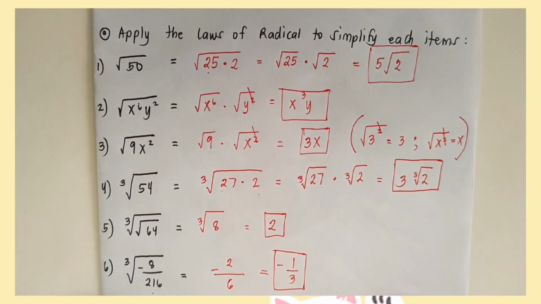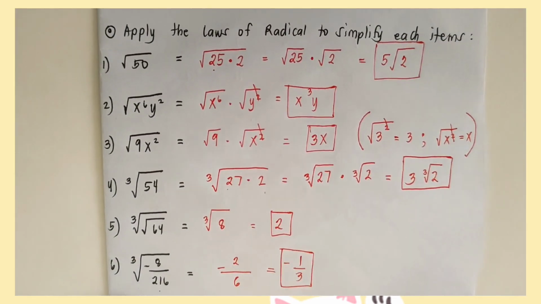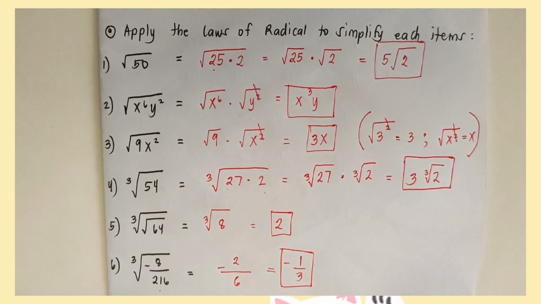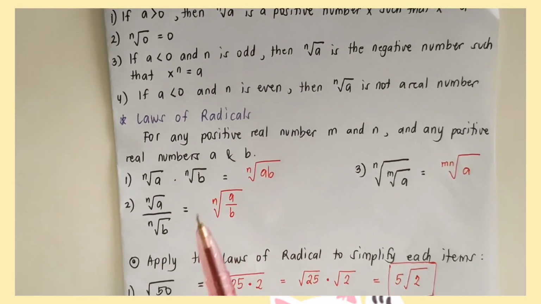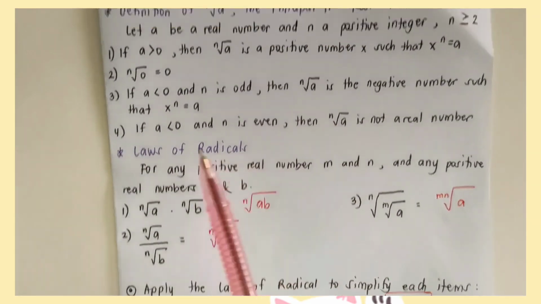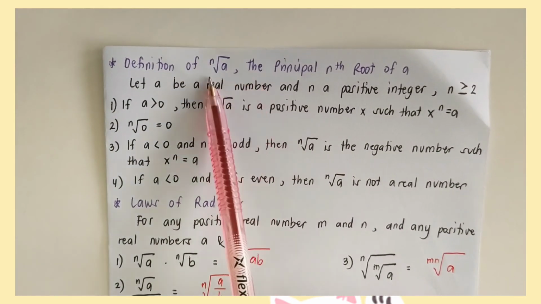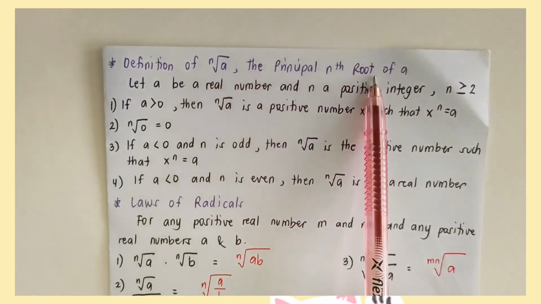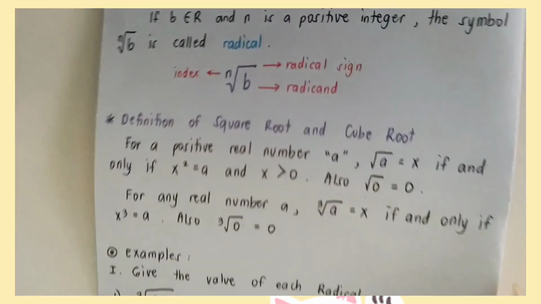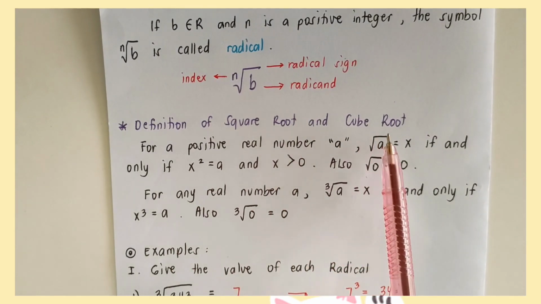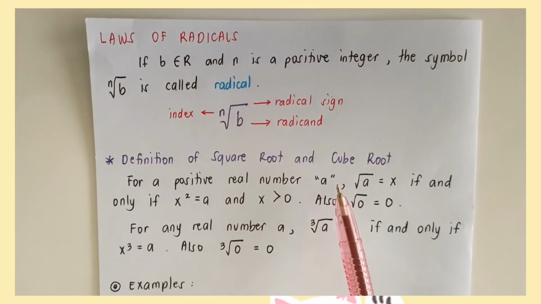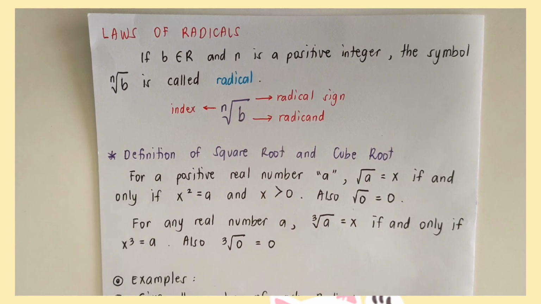Okay, that is how to apply the laws of radicals to simplify the following items. Always remember, class, the laws of radicals, the definition of the nth root of a, the principal nth root, and of course, the definition of the square root and cube root. I hope you learned something for today.